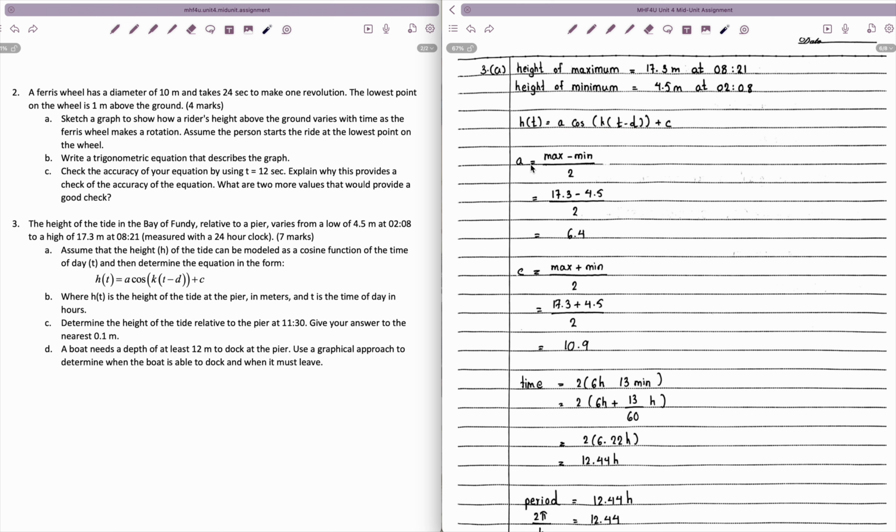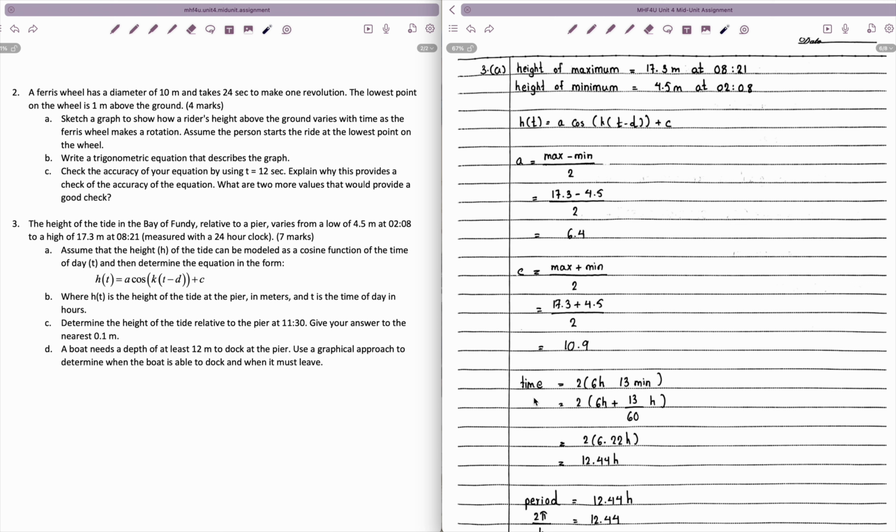So first, the amplitude A is the maximum minus minimum by 2. The maximum is 17.3 and the minimum is 4.5, so we get the amplitude is 6.4. The equation of C is maximum plus minimum by 2. The maximum is 17.3 and the minimum is 4.5, so we get the value of C is 10.9.